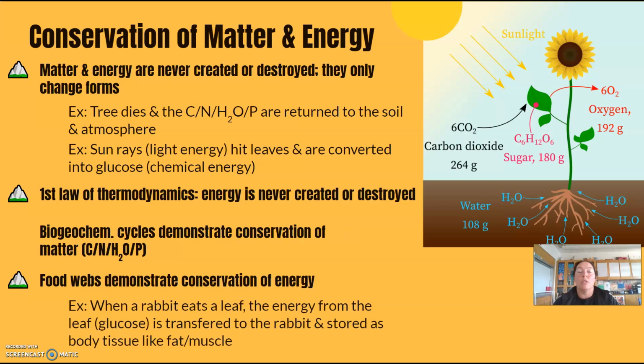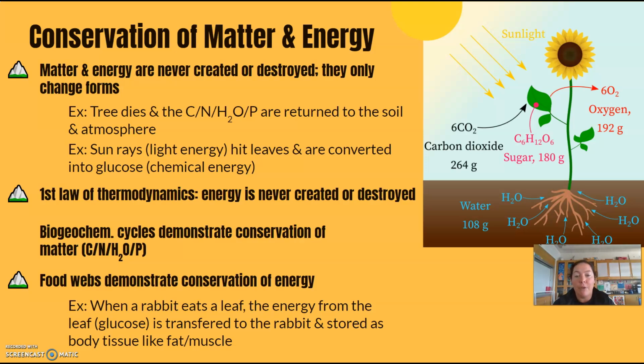But remember that the laws of thermodynamics say that matter and energy can never be created or destroyed. They just change forms. So we talked about the biogeochemical cycles. Those all get recycled and returned to the soil, the atmosphere. The energy from the sun is then converted into glucose. So the law of conservation of matter and energy says that all of these things are just going to be recycled and reused. Food webs are how we see the conservation of energy within ecosystems.